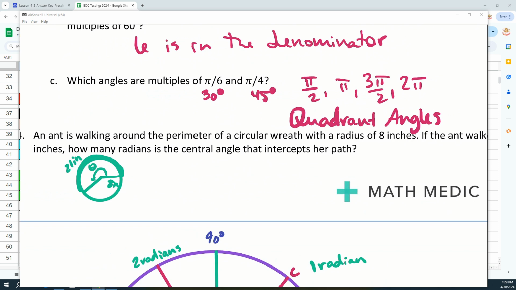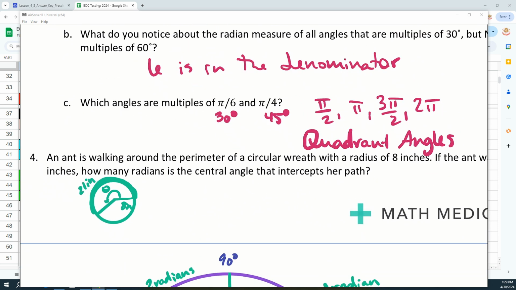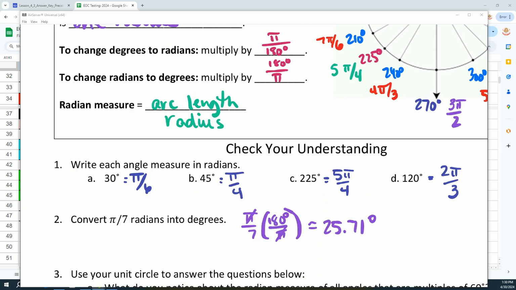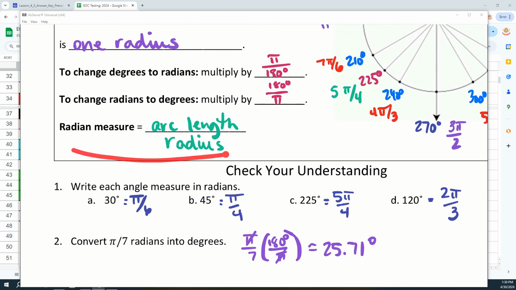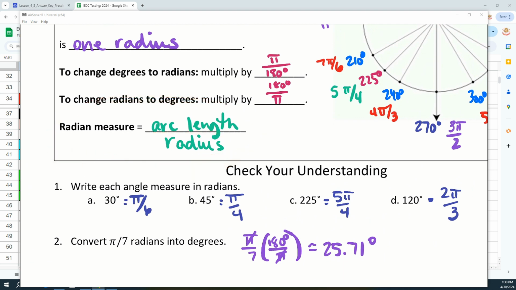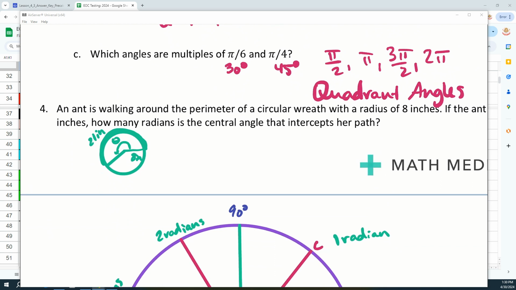That intercepts her path. So this is a formula that up until now you might not have ever used, but it's this guy right here. The radian measure is going to be equal to the arc length divided by the radius. Yes. So 2.625.